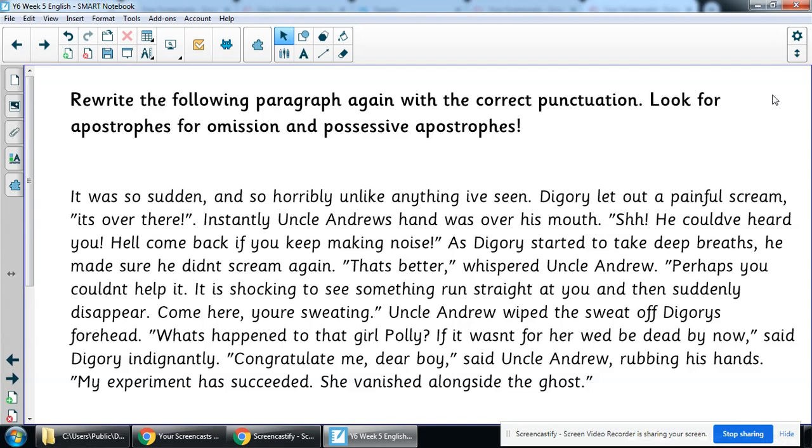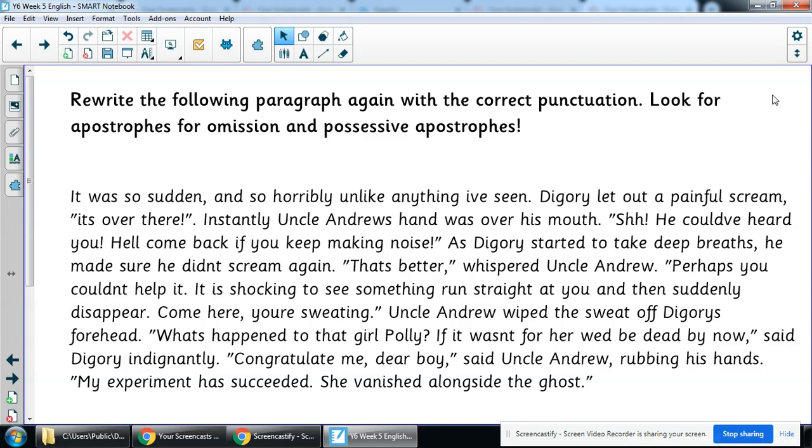Now, let's read it. It was so sudden and so horribly unlike anything I've seen. Diggory let out a painful scream. It's over there! Instantly, Uncle Andrew's hand was over his mouth. Shh! He could have heard you. He'll come back if you keep making noise. As Diggory started to take deep breaths, he made sure he didn't scream again. That's better, whispered Uncle Andrew. Perhaps you couldn't help it.